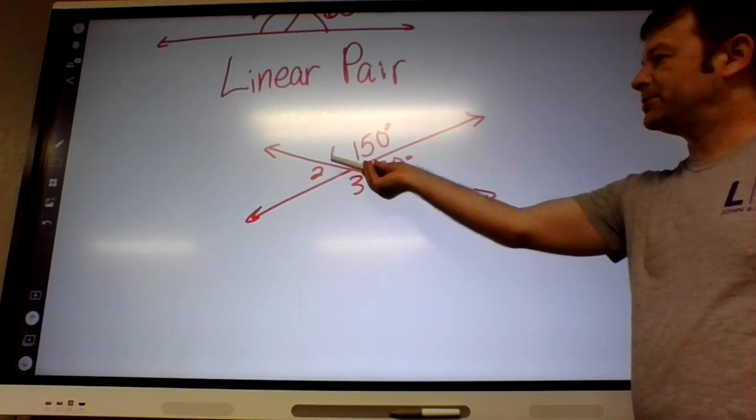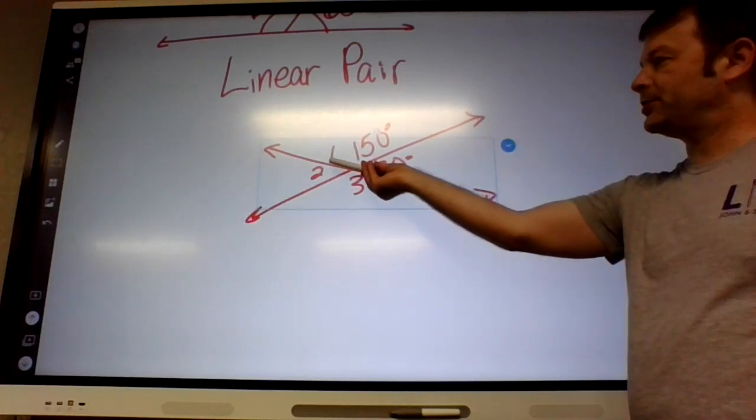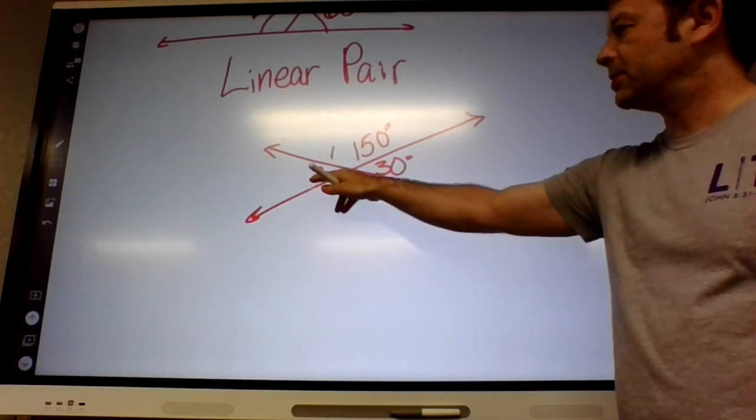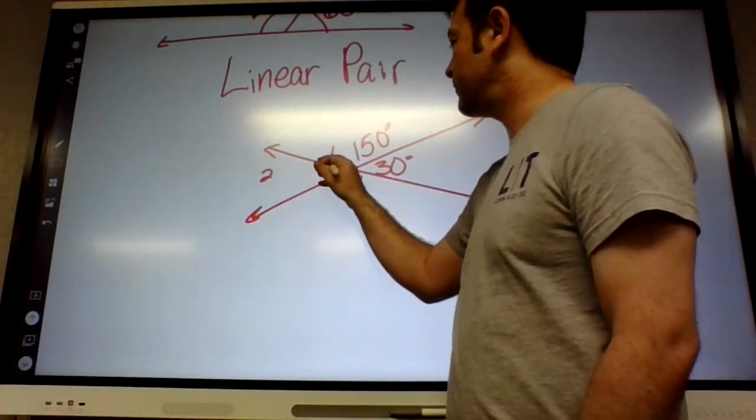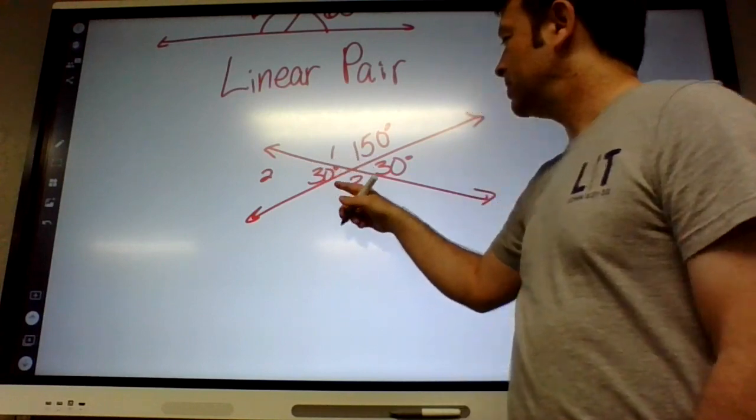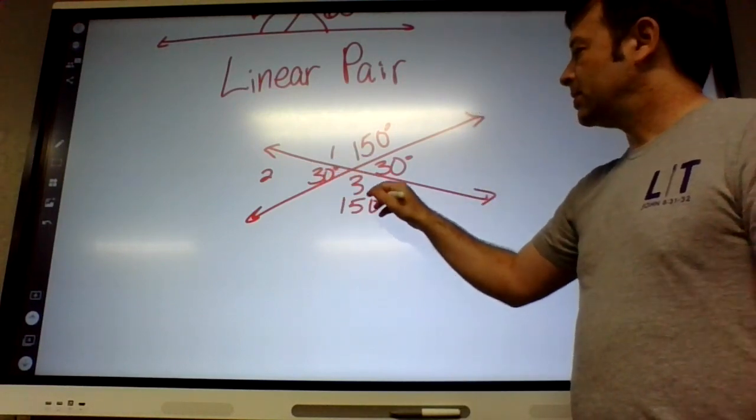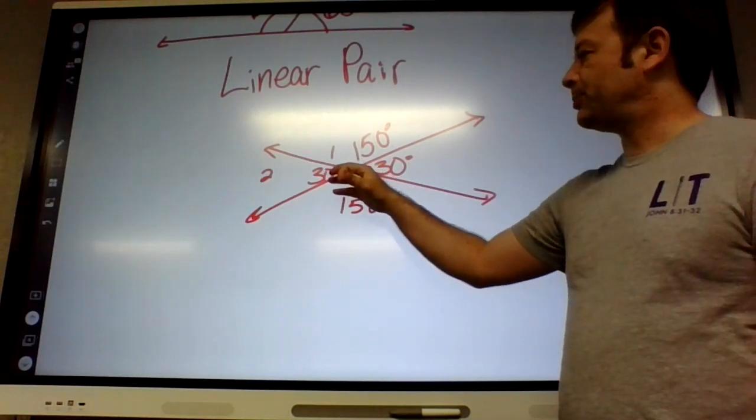These two angles together make a linear pair, right? So they have to add up to 180. So if this is 150, what's angle 2 going to be? 30, for the same reason. And if this is 30, what's angle 3? 150. Okay, that's going to happen every time.